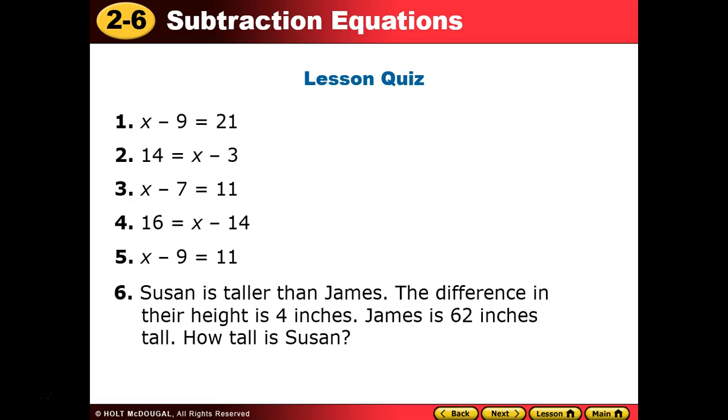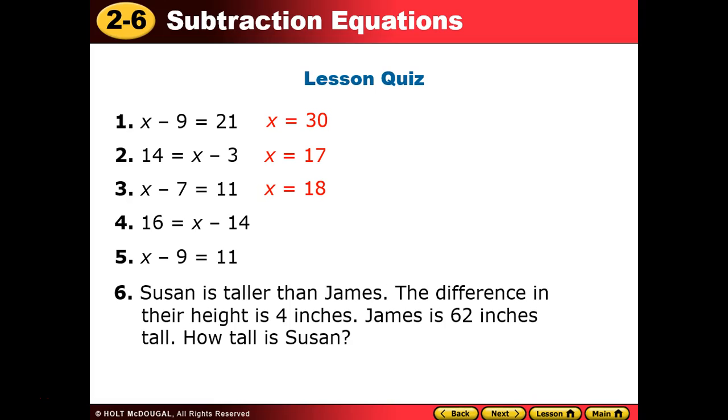Okay, we're back. Hopefully you had enough time to try all these on your own. Let's look at the correct answers and you can correct your work. So x minus 9 equals 21. You should have added 9 to both sides and got x equals 30. 14 equals x minus 3. We should have added 3 to both sides and found that x equals 17. Number 3, x minus 7 equals 11. We should have added 7 to both sides to find that x equals 18.